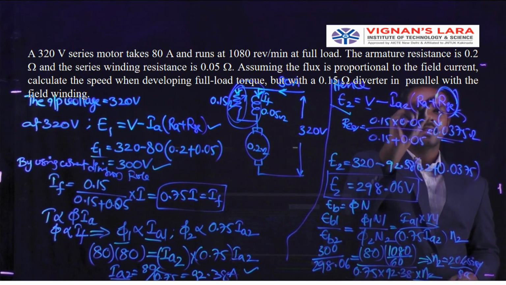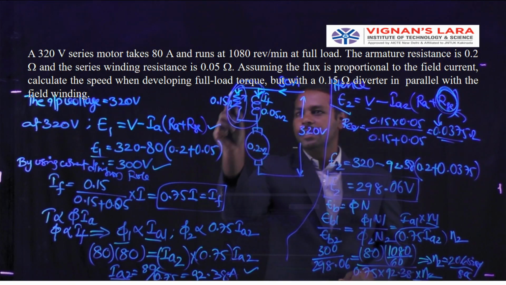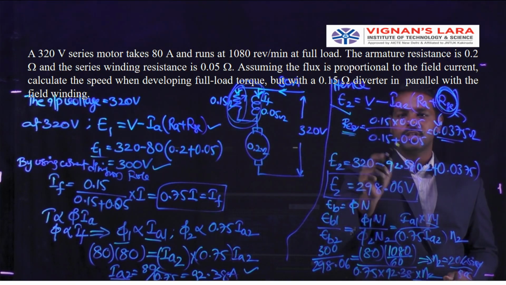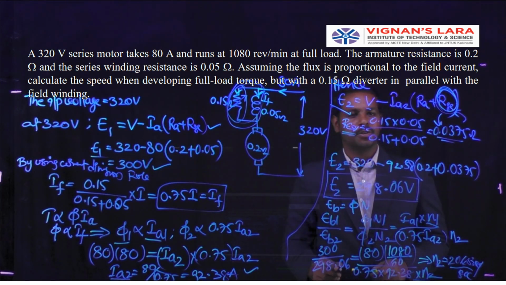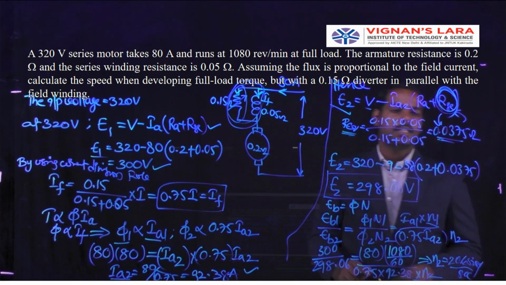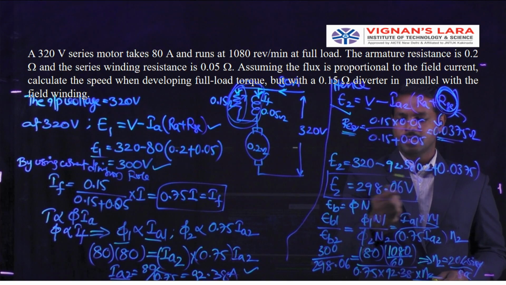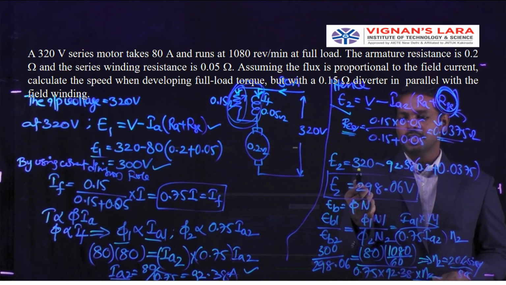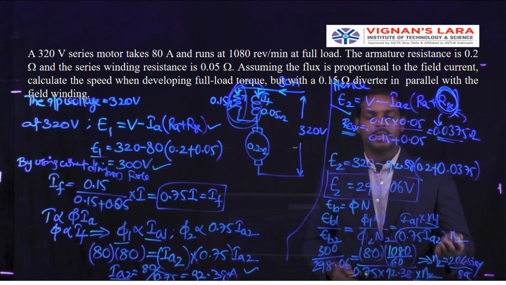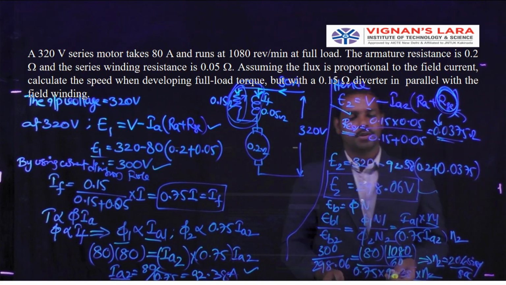In the second condition, the diverter is added. Rse is the total resistance of the combination of both resistances, which is the parallel combination of these two: 0.15 into 0.05 divided by the total resistance, giving 0.0375 ohms. So E2 is equal to 320 minus Ia2 into (Ra plus Rse), where Rse is the total resistance. Again we get 298.06.